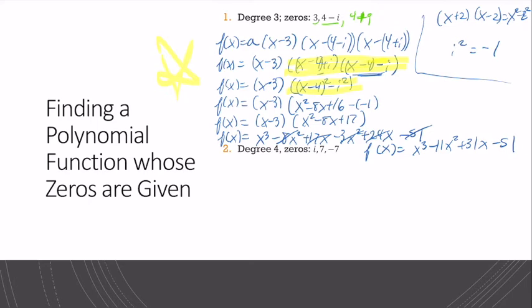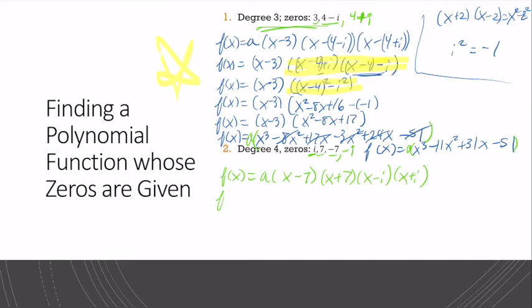Let's take a look at this next example. We'll do it in green. I've got 4 zeros: i, 7, and negative 7. Well, if I have i, I know I have to have negative i as one of my zeros. So I'm going to write this as f of x, where there's some constant a in front of it. Guys, remember you could have some a in front of it because there isn't just one polynomial with these zeros. There are infinitely many depending upon the a. So f of x is a times (x minus 7)(x plus 7)(x minus i)(x plus i).